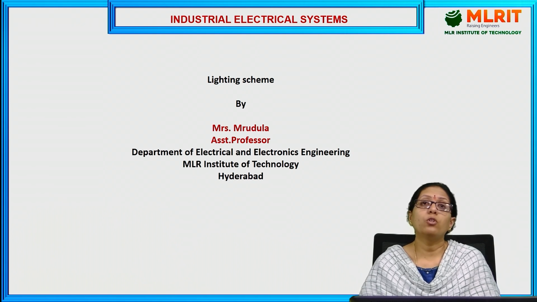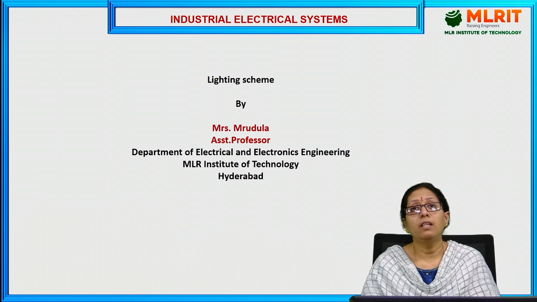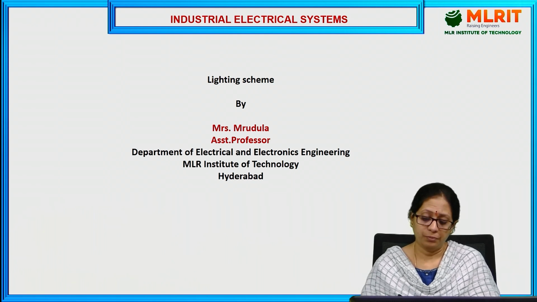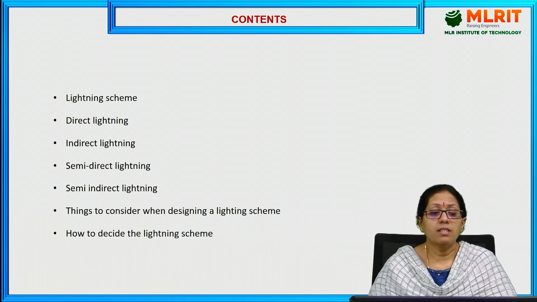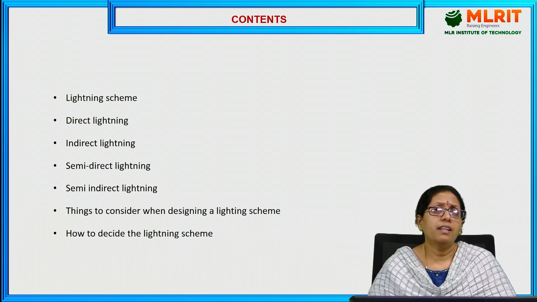Today I am going to give a lecture about the lighting scheme. What is a lighting scheme? That is direct lighting, indirect lighting, semi-direct lighting, semi-indirect lighting, and different types of things to be considered when designing a lighting scheme, and how to decide the lighting scheme we will discuss today.